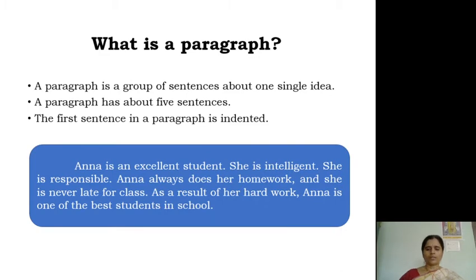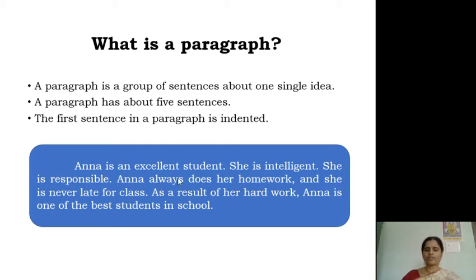Here there is an example. It's an example paragraph, and the first sentence of the paragraph is indented. That means we have left a tab space and then we started writing this paragraph. Now this paragraph consists of a group of sentences, and let us see whether all these sentences tell about a single idea or not. So let us read this.